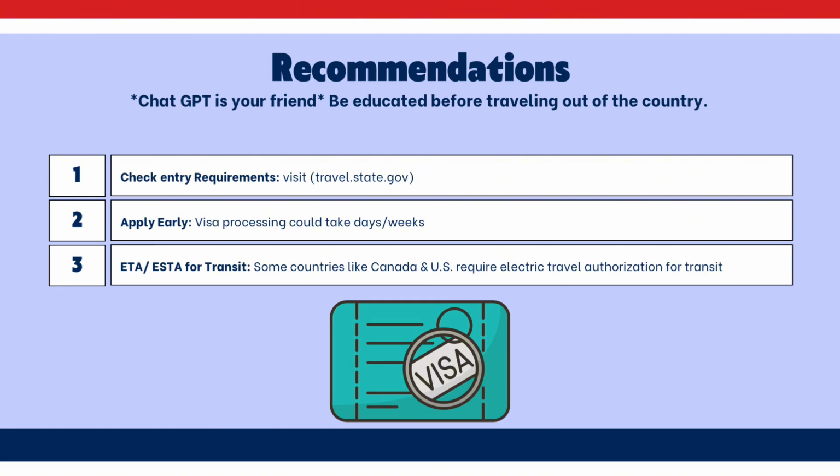Step 2, you want to apply early. Sometimes those advanced authorizations can take days. That means you may get a delay in the airport if you're trying to get this visa. And number 3, double check and see if there's an electronic visa for transit. So if you are staying at a layover in another country, you want to make sure that you have that transit electronically handled before you travel so that you don't have another delay.